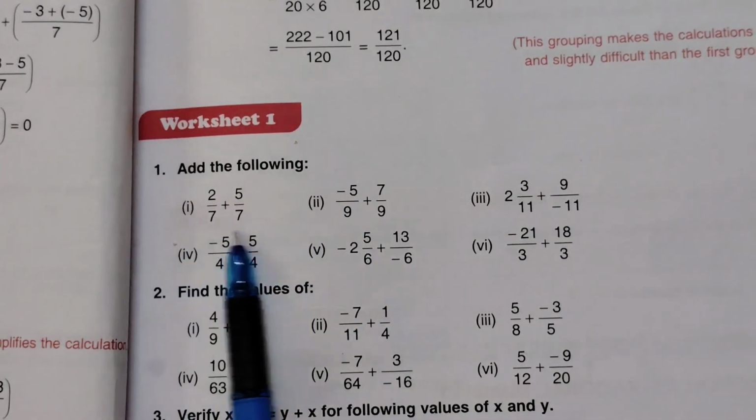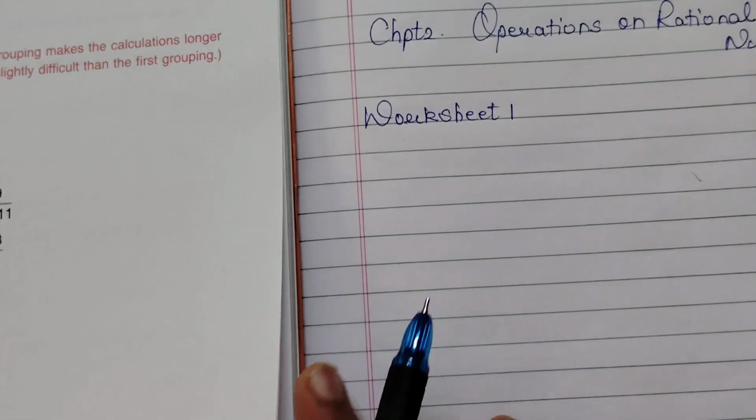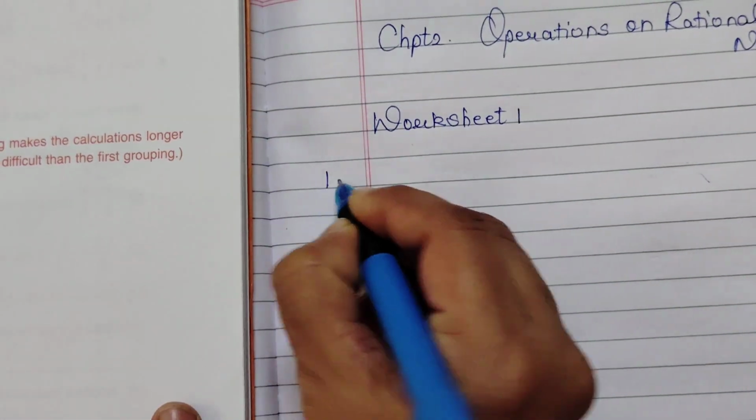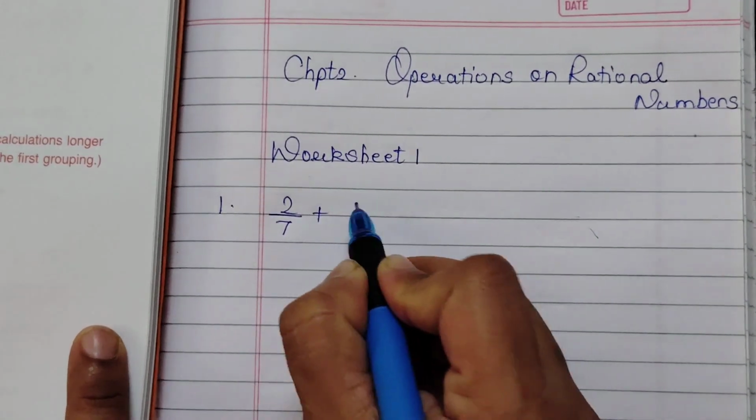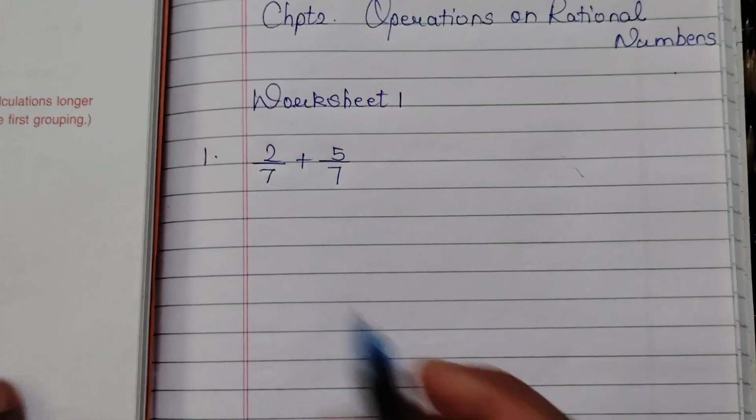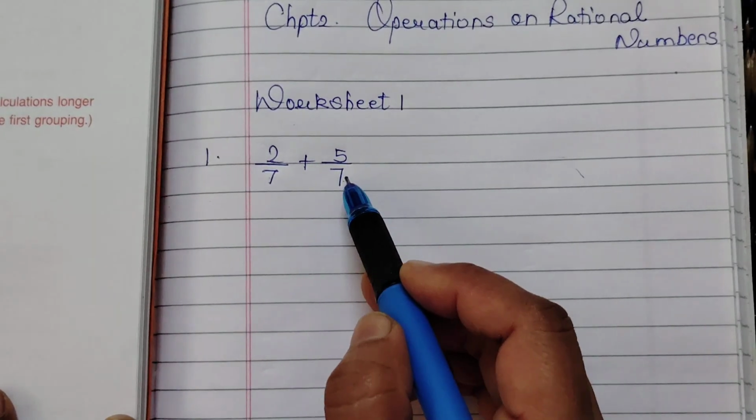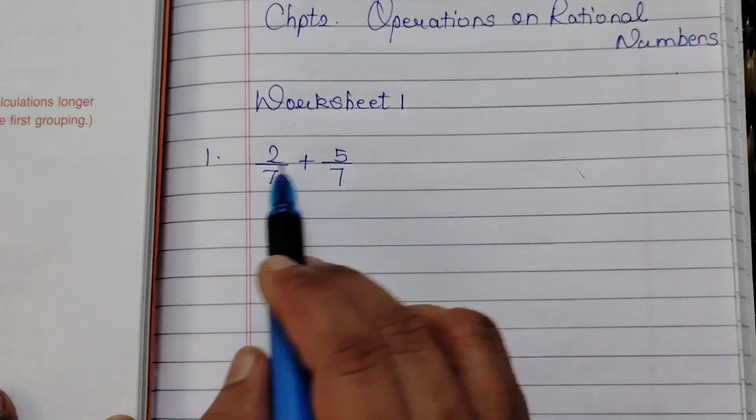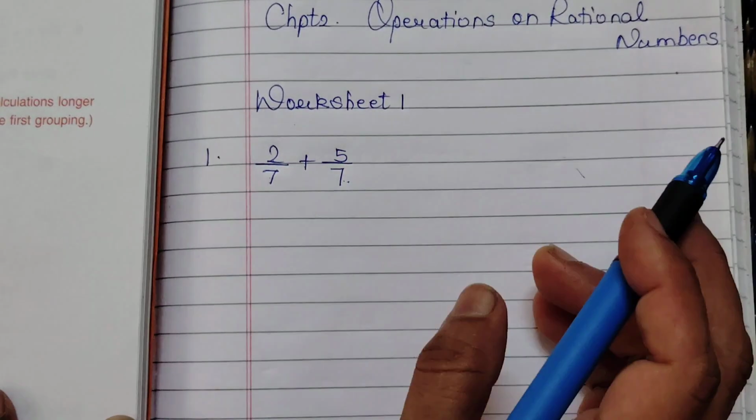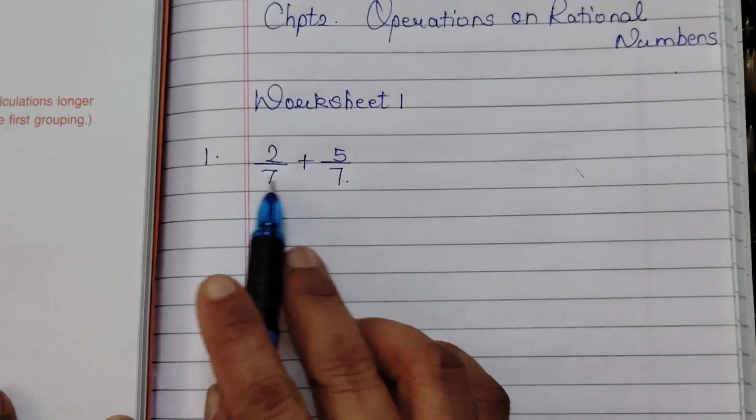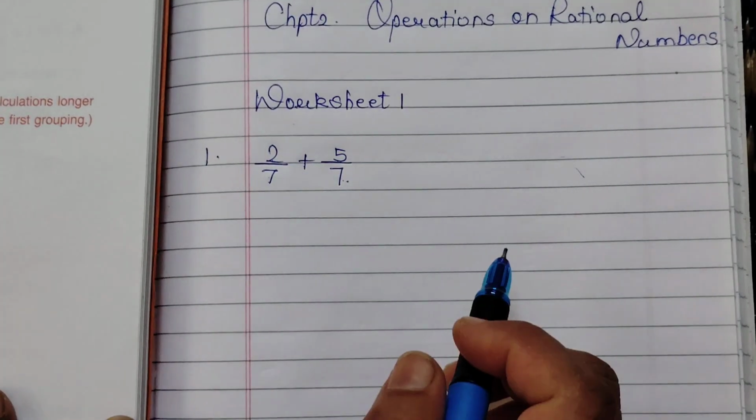Add the following. We have to add these rational numbers having common denominators. So let's see. Worksheet 1, first question, add the following. 2 upon 7 plus 5 upon 7. Here, whenever we add or subtract rational numbers, 2 upon 7 is a rational number, 5 upon 7 is a rational number. So whenever we add or subtract, the denominators must be equal. If they are equal, then only we can directly add the numerators or subtract the numerators. But if they are not equal, then we have to take out the LCM, equalize the denominators, and then we can add or subtract the numerators.